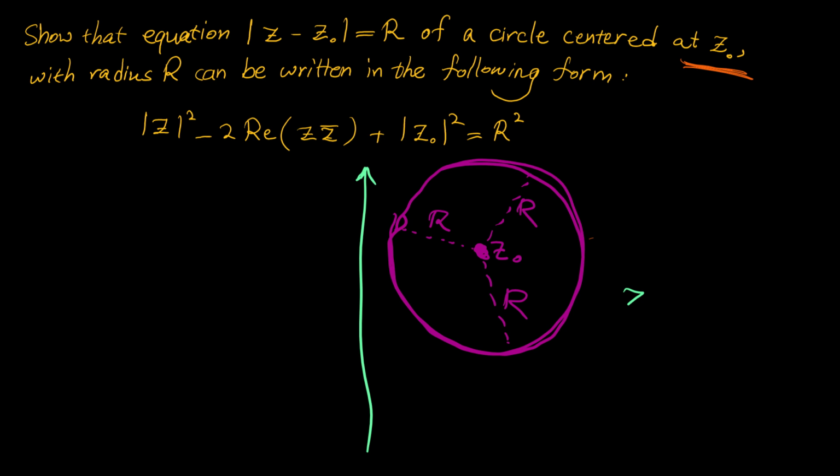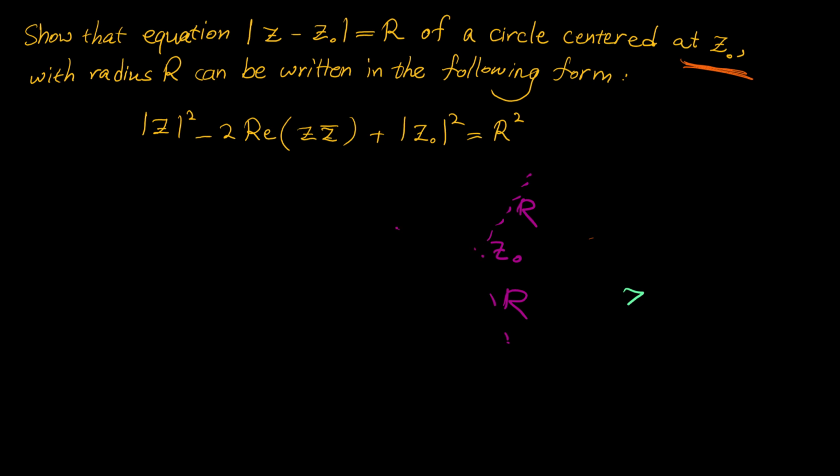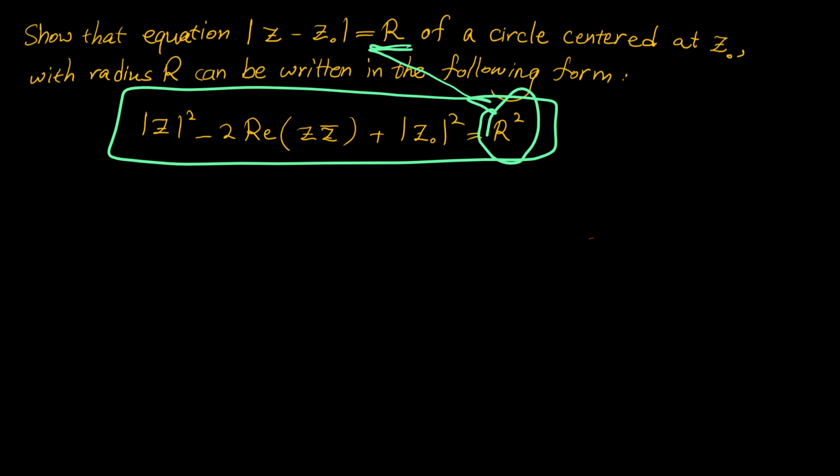Now we want to prove that this equation can be written also in this form: modulus of z to the 2 minus 2 real of z times z conjugate plus modulus of z0 to the 2 equals r to the 2. To convert or rewrite the given equation in that form, the first thing that I notice is that in the given equation here we have r, but in this new form we have r to the 2.